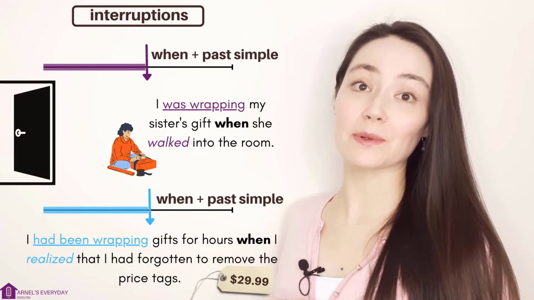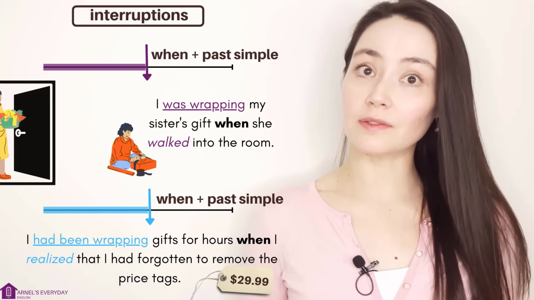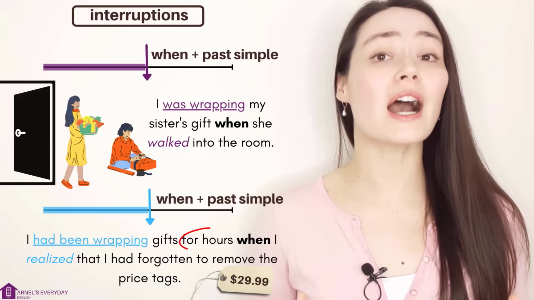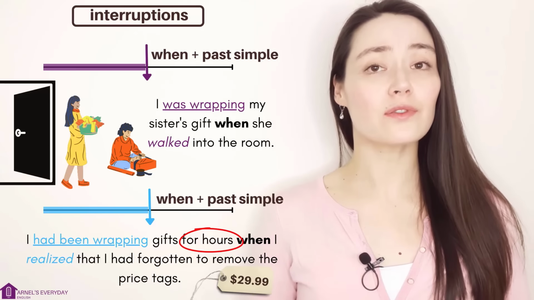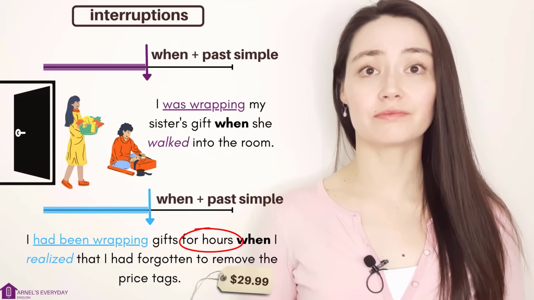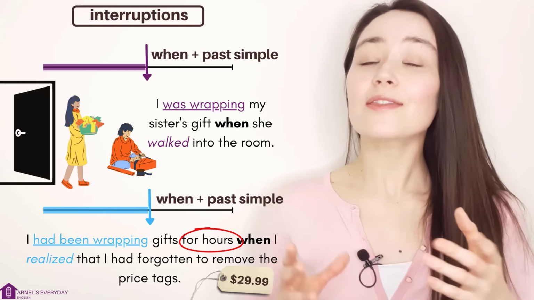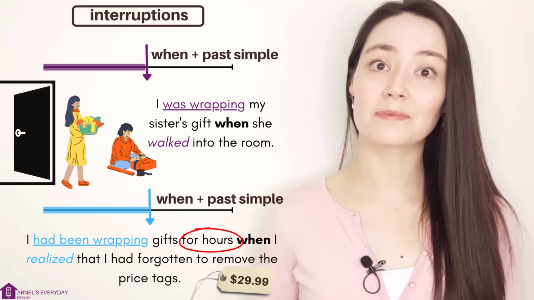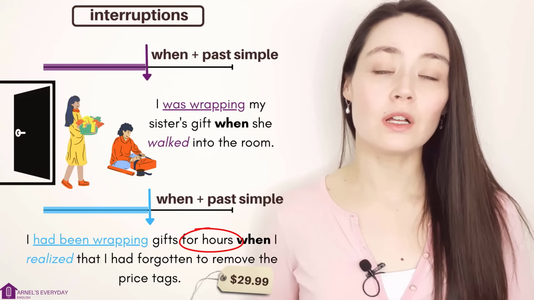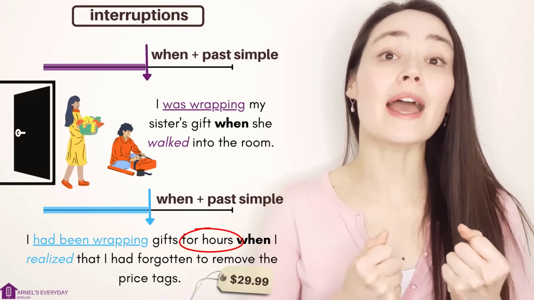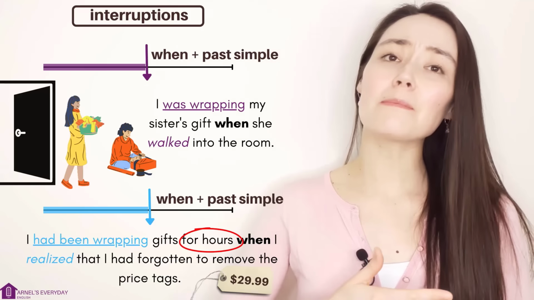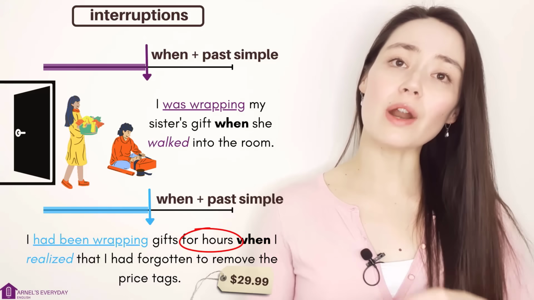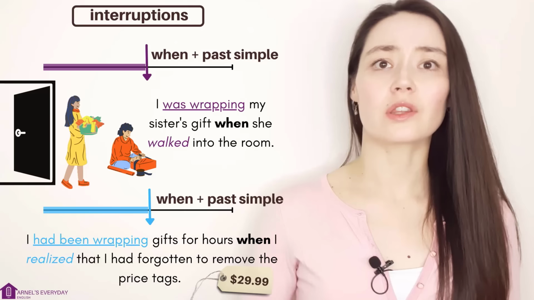Let's compare two more examples. I was wrapping my sister's gift when she walked into the room. Oh no! I had been wrapping gifts for hours when I realized that I had forgotten to remove the price tags. In the first one, that past continuous is supporting the main action. The interruption is a surprise. In the second example, I want you to feel my pain, so I emphasize the duration. I had been wrapping gifts for hours. Now, I have to go back and unwrap all of the gifts and remove the price tags.